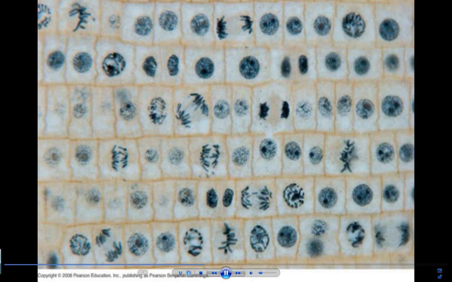So if we take a look at these onion cells undergoing mitosis, the cell that is in metaphase is being pointed to by the green arrow, and you can see that the chromosomes are lined up in the middle of the cell.